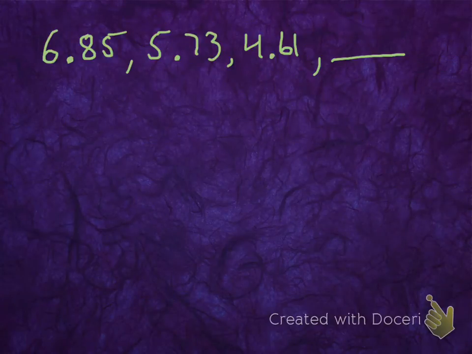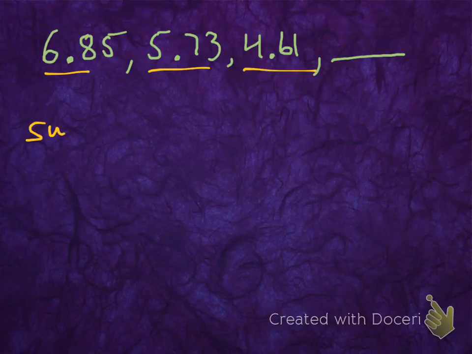Here's one last example before I have you try one on your own. Now again we have a sequence of numbers here, and there's a pattern. The first thing I need to do is figure out if the pattern is increasing or decreasing. Unlike the last two examples that we did here, we could see that the numbers in this pattern are decreasing. It goes from 6 85/100 to 5 73/100 to 4 61/100.